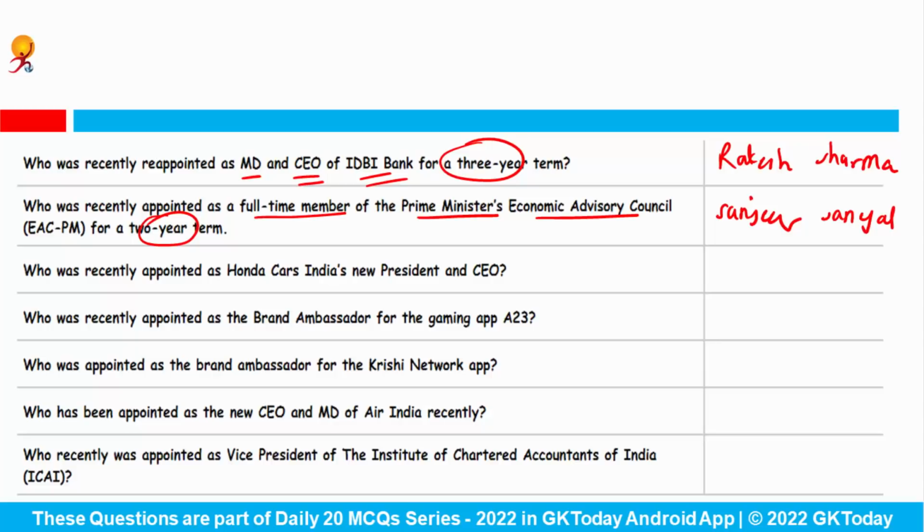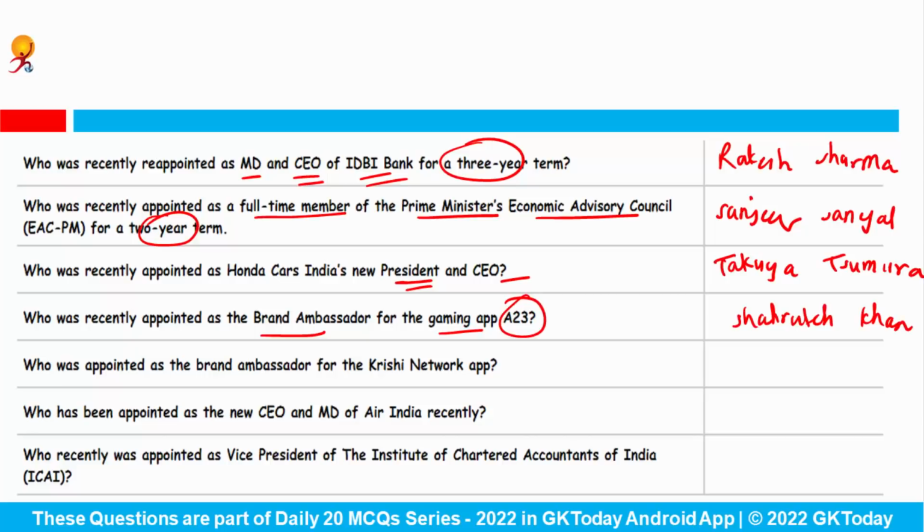Next question says, who was recently appointed as Honda Cars India's new president and CEO? This is Mr. Takuya Tsumura. Next is, who was recently appointed as the brand ambassador for the gaming app A23? Very easy answer. The world famous Shah Rukh Khan.